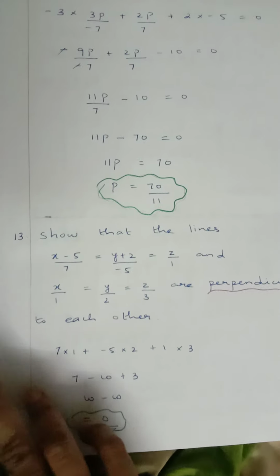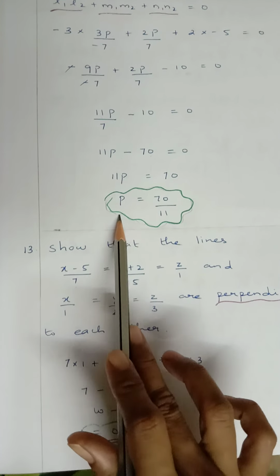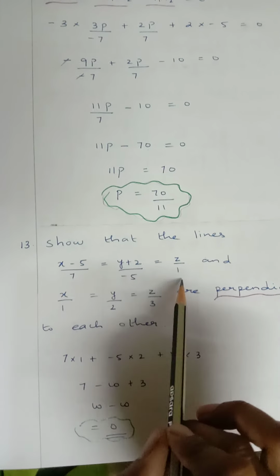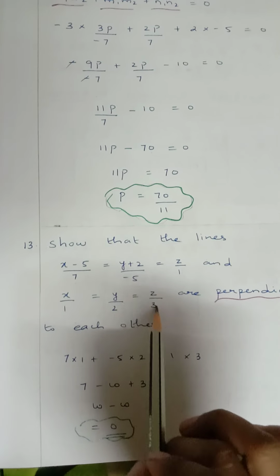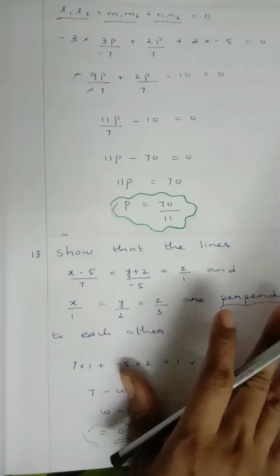If I multiply, I am getting 0, which means those two lines are perpendicular to each other. In the previous question, it is given they are perpendicular and we are asked to find the value of p. Here we should check whether the lines are perpendicular or not. These are the two conditions for these two sums.